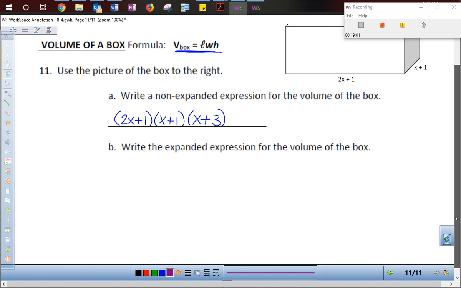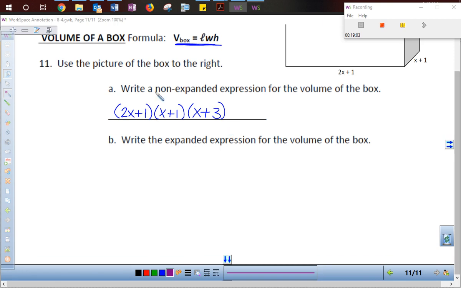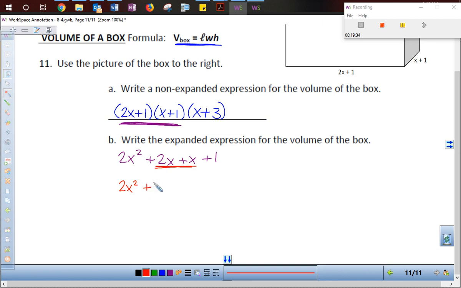Now on part B, they want me to expand this expression, and that means they want me to simplify it out. So remember, when you're multiplying a binomial by a binomial by a binomial, you need to start with just your first 2 binomials and FOIL them. So we'll get first, which is 2x squared, outside, which is 2x, inside, which is x, and last, which is 1. Then you can simplify by combining like terms, and we get 2x squared plus 3x plus 1.